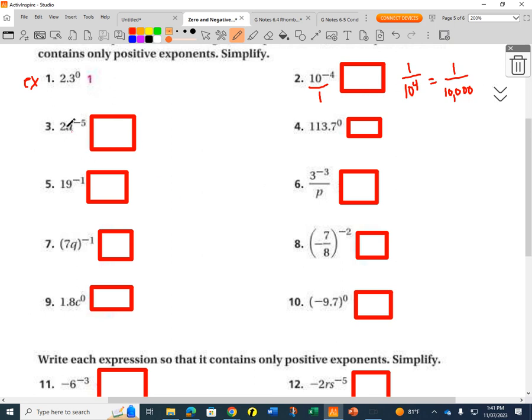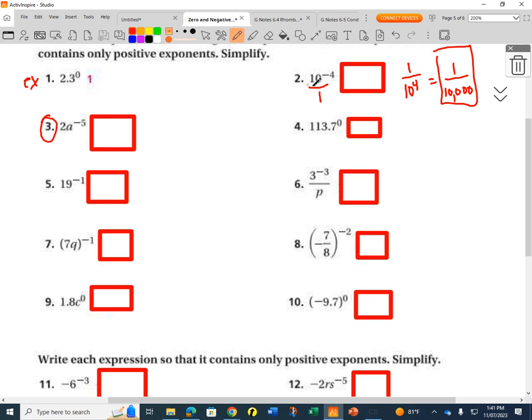Now, number 3, we have to make sure we're reading this correctly. This is 2 times a to the negative 5th power. Something we didn't talk about. Do you guys know what the exponent is on a factor if you do not see one? We also have to write the one on the left side. So you have to write everything I wrote here.